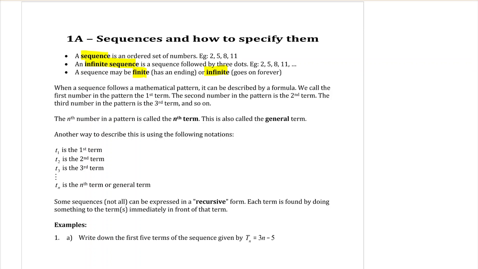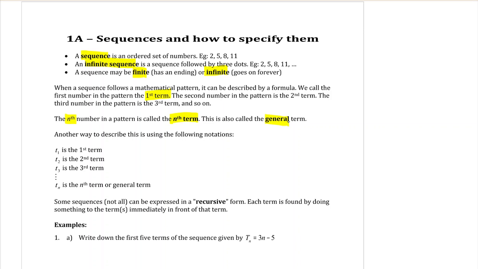When a sequence follows a mathematical pattern, it can be described with a formula. We call the first number in the pattern the first term, and the second number in the pattern the second term, and so on, third term, fourth term. The nth number in a pattern is the nth term. This is called the general term, and we'll be able to write our formulas using n to represent any term in that sequence.